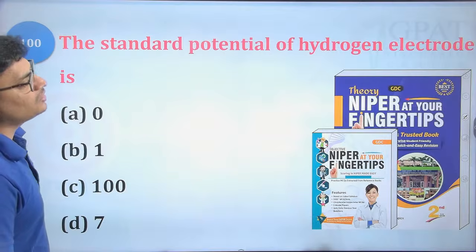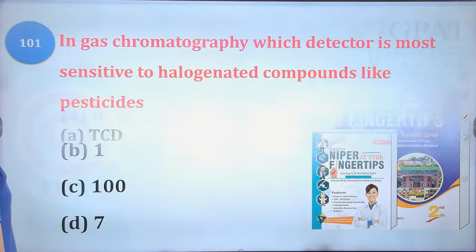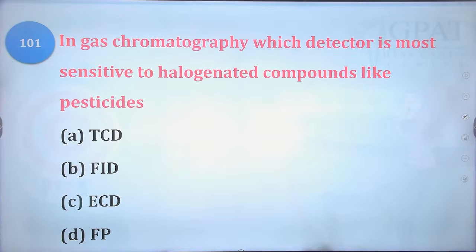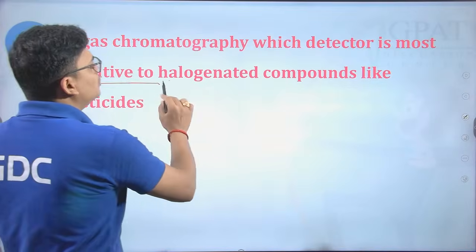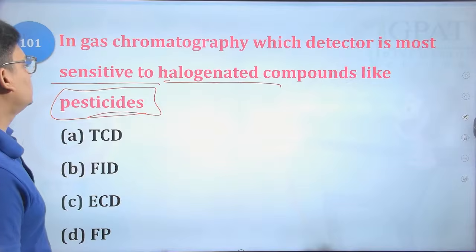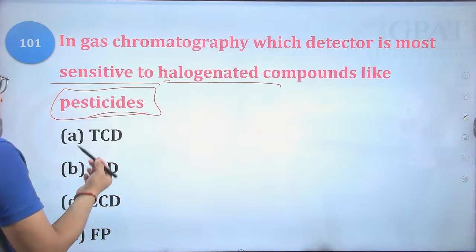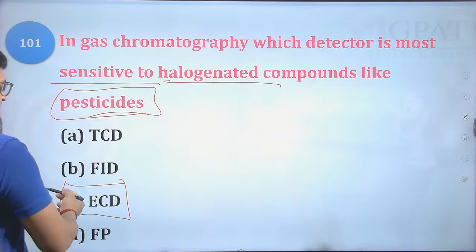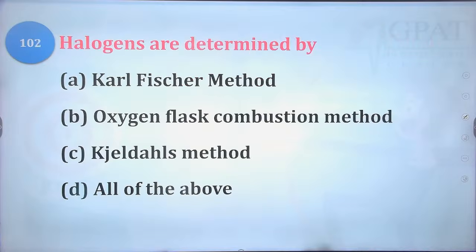The standard potential of hydrogen electrode is, so the standard potential of hydrogen will be 0. Simple. In gas chromatography, which detector is most sensitive to halogenated compounds like pesticides? Is it TCD, FID, ECD, or FPD? So this is the electron capture detector. This is more sensitive for the halogenated compounds.